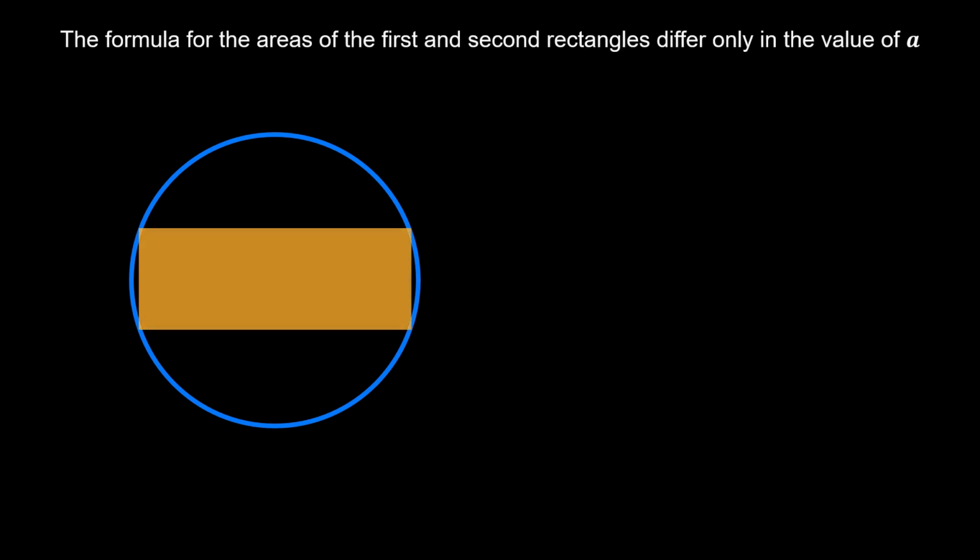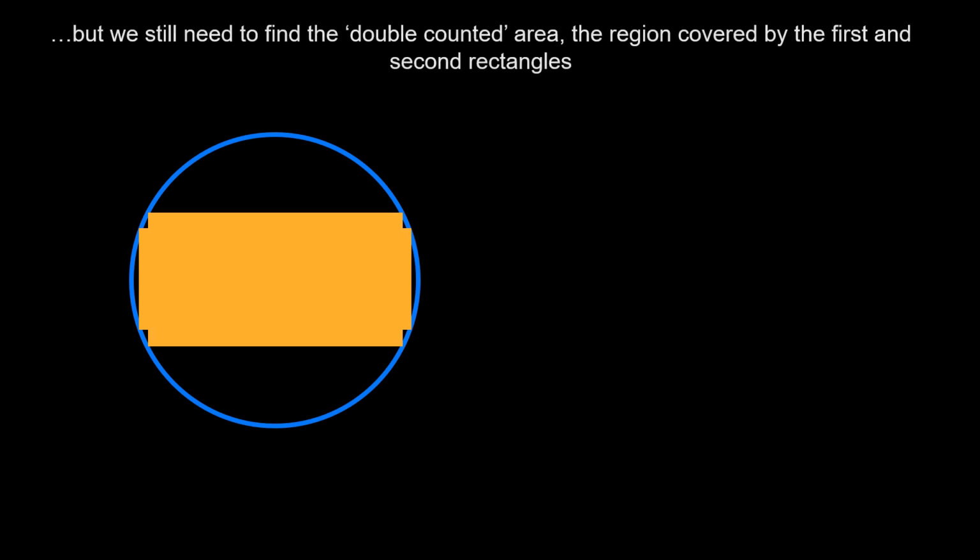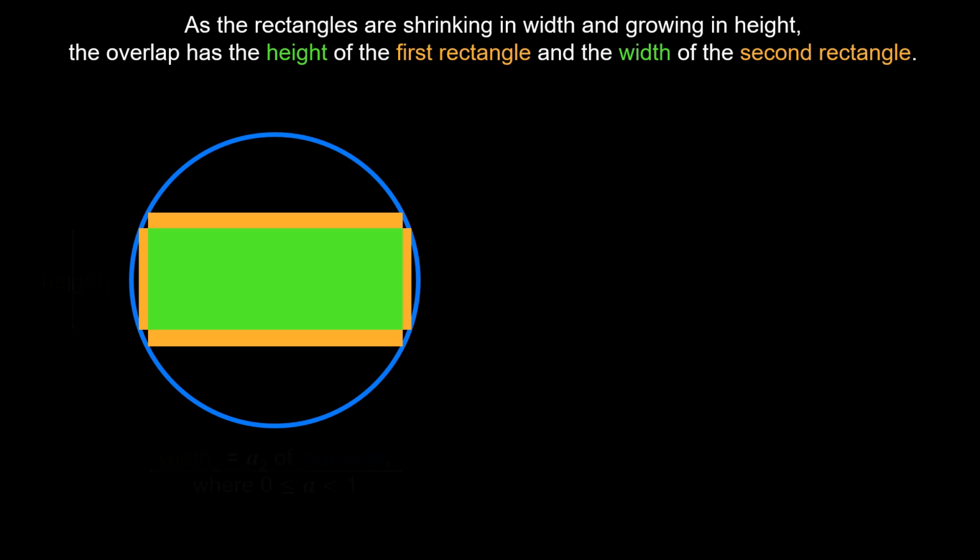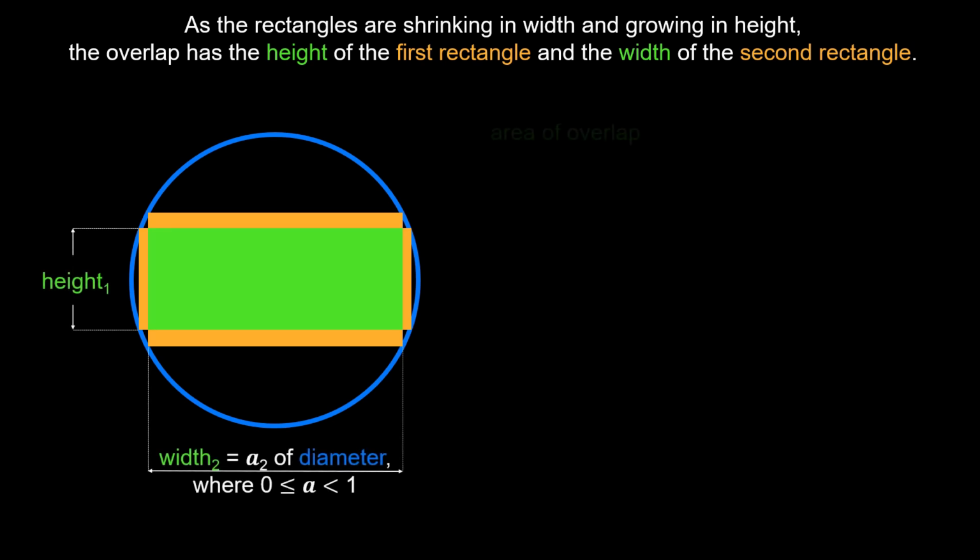The formulas for the areas of the first and second rectangles differ only in the value of a, but we still need to find the double counted area, the region covered by the first and second rectangles. As the rectangles are shrinking in width and growing in height, the overlap has the height of the first rectangle and the width of the second rectangle.